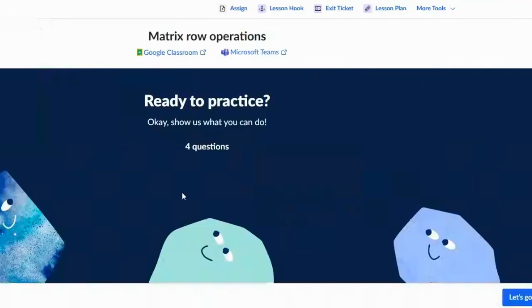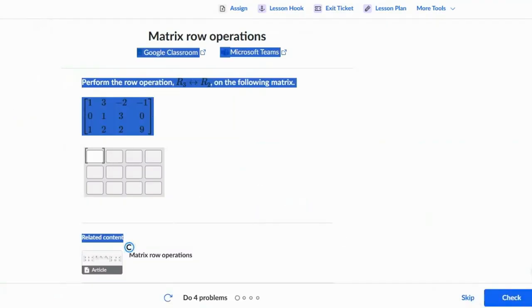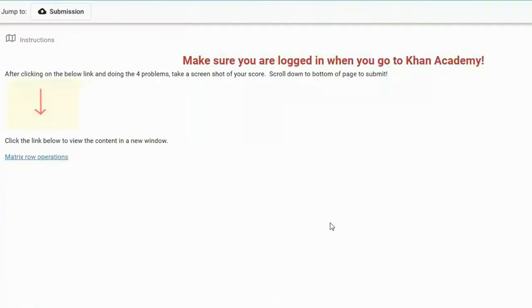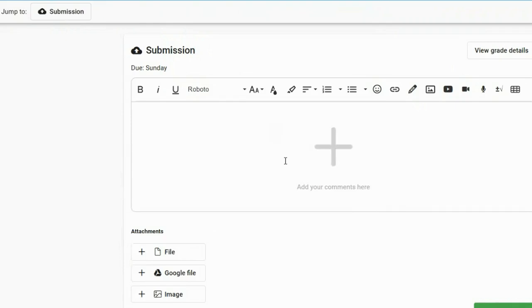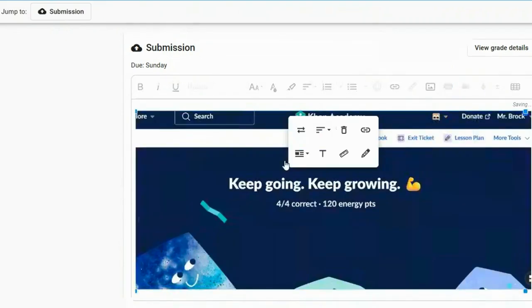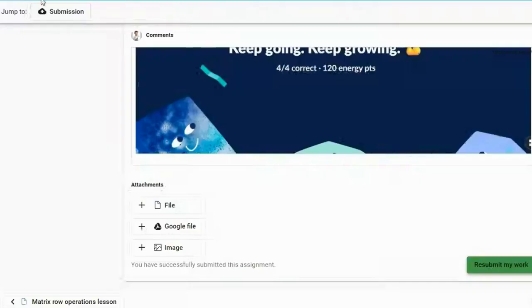Again, any questions? You know, before I shoot? Ready to practice. Fill in the answers, and at the end, screenshot it. Screenshot your score where it shows the summary, and then scroll down on the same page and put your summary right here. Paste it. Here's what I scored. I got 4 out of 4, Mr. Brock. All right. Don't forget to submit it when you're done.